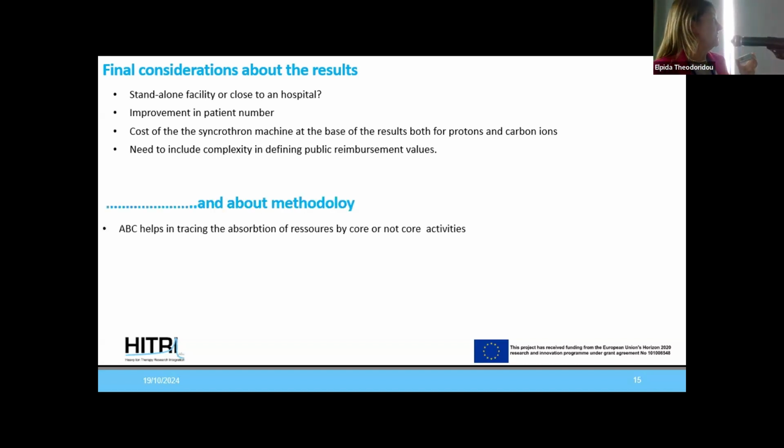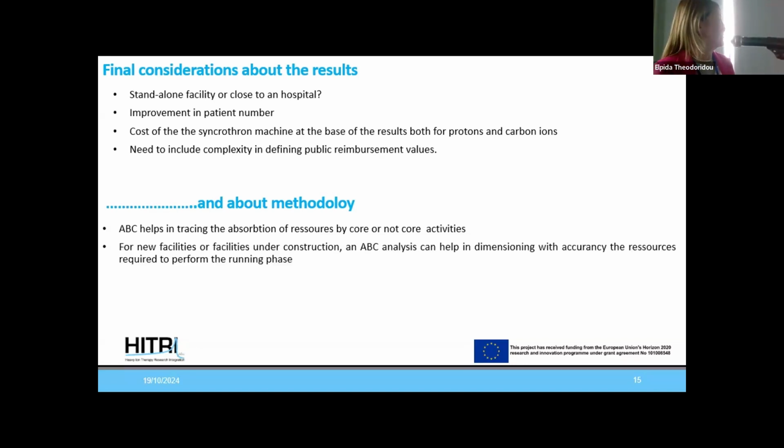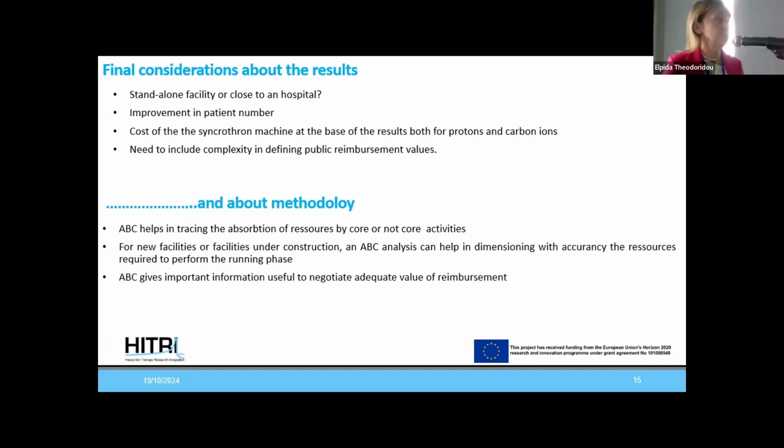About the methodology, ABC helps in tracing the absorption of the resources by core and non-core activities, and for the facilities under construction or under phase of development, it is a useful method to determine the dimensioning of the requirement in terms of personnel cost. It gives important information that is useful but not enough to negotiate adequately the value of reimbursement.